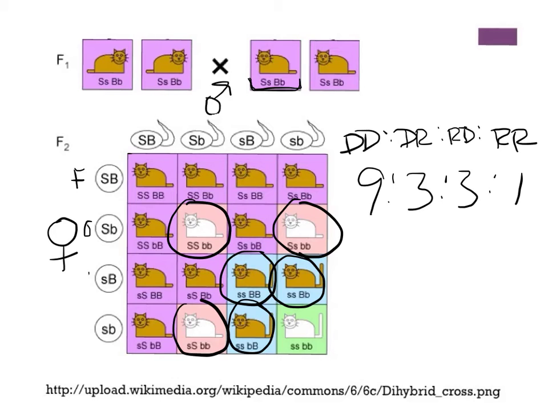So there is a quick summary of how to do a dihybrid cross. One thing to keep in mind is this is the most complicated dihybrid cross you can have, when both parents are heterozygous.